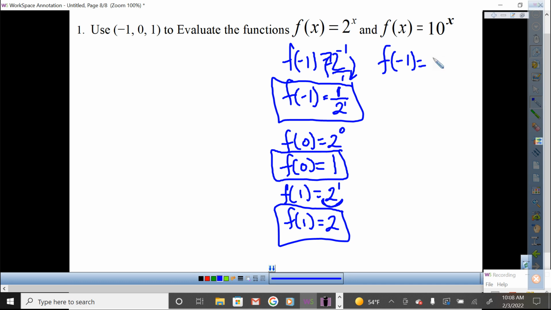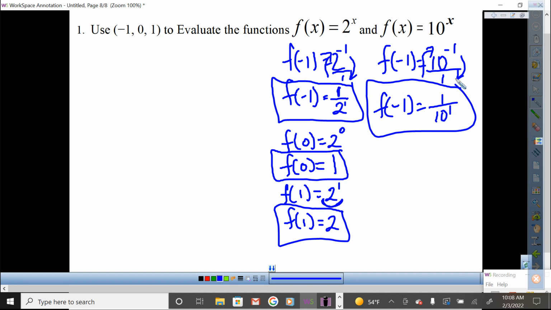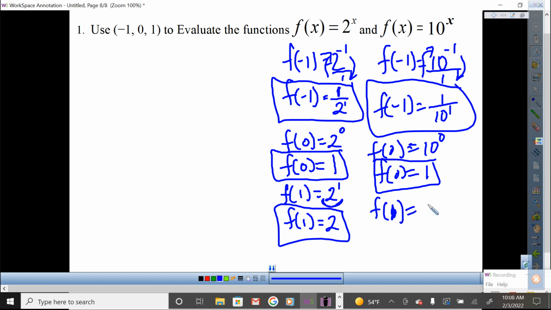All right, let's see, f of -1 is 10 to the -1. If we do that over 1, and f of -1 is the reciprocal and change the power to a positive, so it's 1 over 10 to the 1. Yes? F of 0 equals 10 to the 0 exponent, so f of 0 is, anything to the 0 exponent is 1. F of 1 equals 10 to the first power, so that f of 1 is, anything to the first power is the base itself, so that is 10. Very straightforward, yes? All right, good. All right, let's move on.